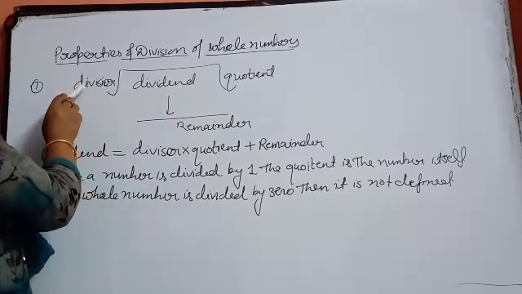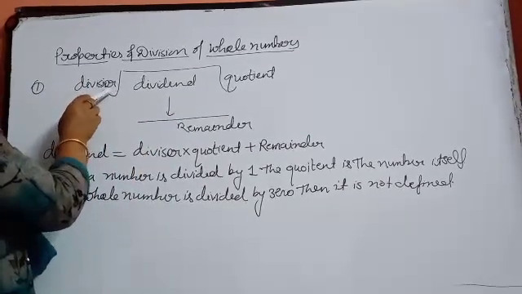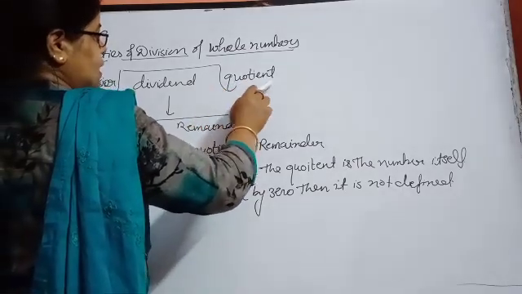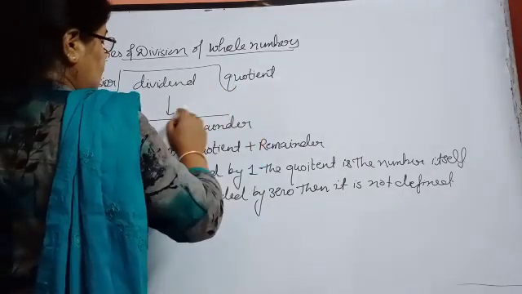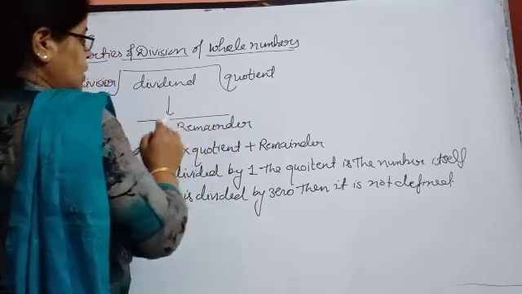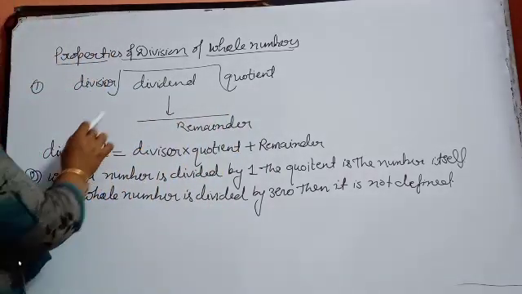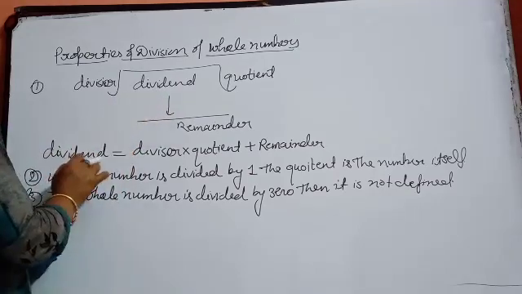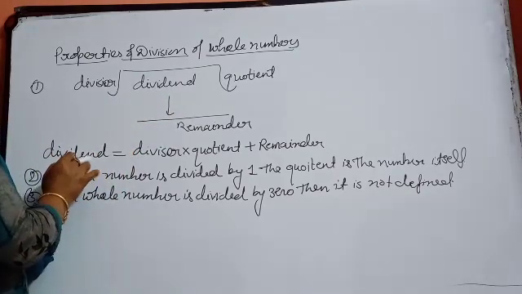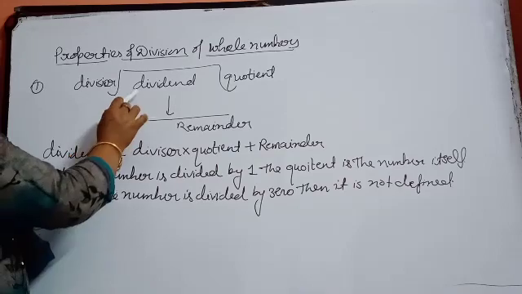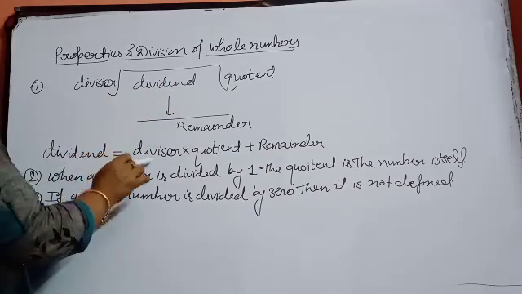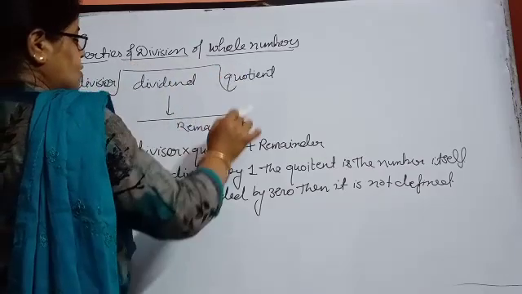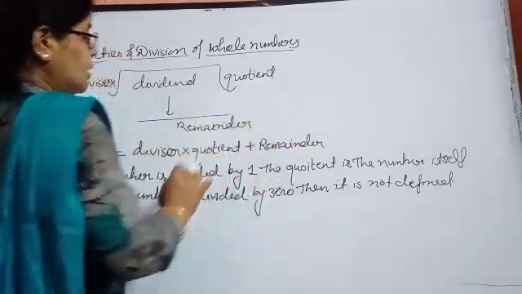The number by which we are dividing is known as the divisor. The number of times it is divided is known as the quotient. And if anything is remaining, that is known as the remainder. If you would like to find the dividend, you will have the division algorithm: the dividend can be found by divisor multiplied by quotient, plus the remainder.